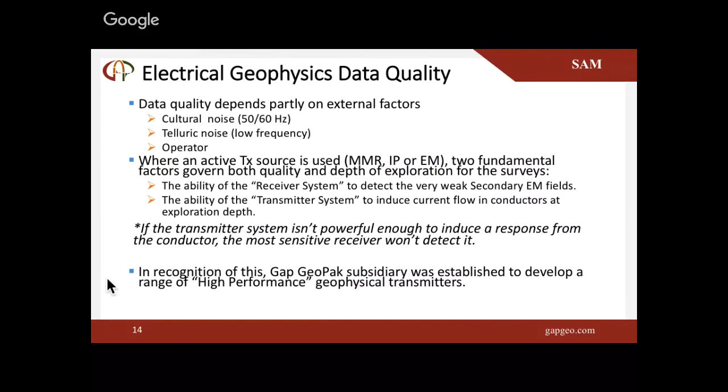So one thing that we have put a lot of effort into over the last decade, if you like, is building very high power transmitters for deep penetration or high quality surveys. My point here is that if the transmitter system isn't powerful enough to induce a response from the conductor, it doesn't matter how sensitive your receiver is, you're not going to see it. So it really is a combination of transmitter and receiver which make these surveys possible.